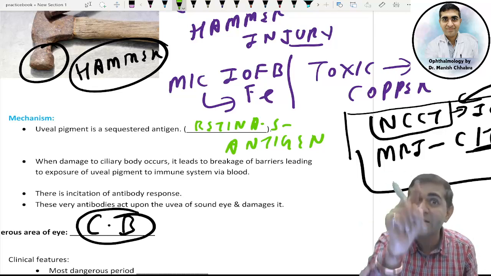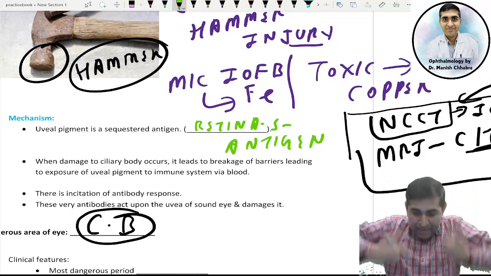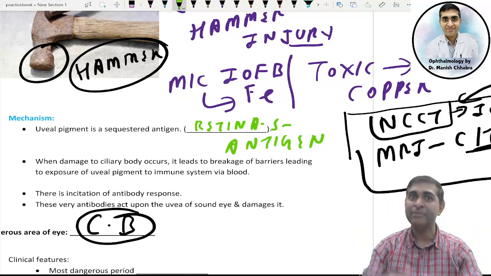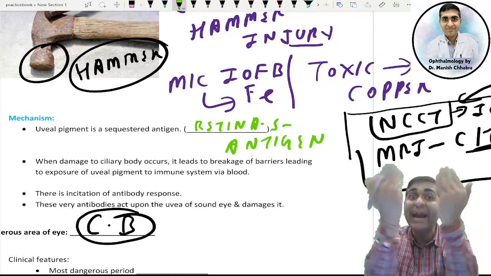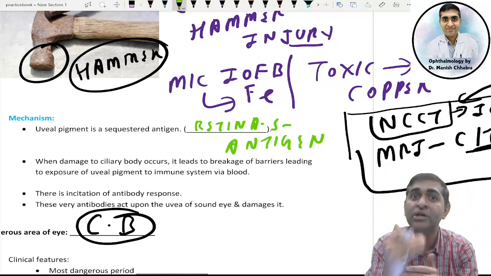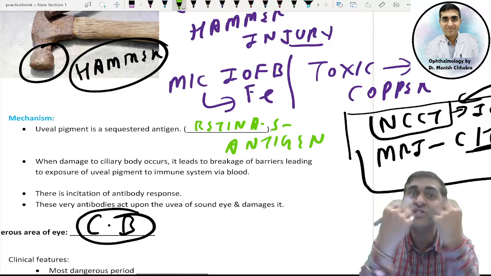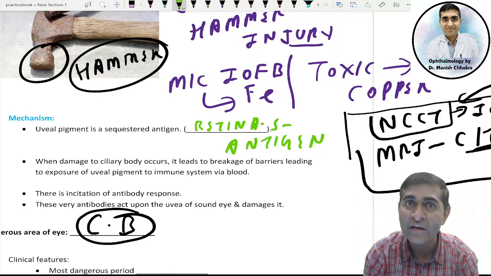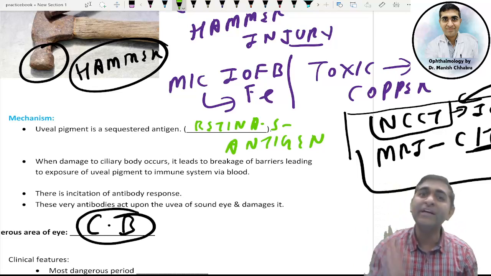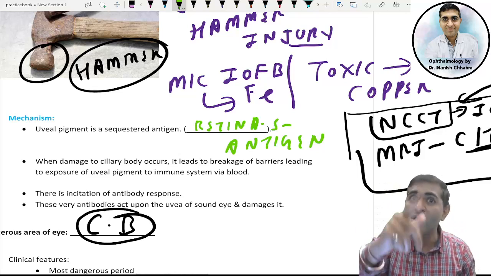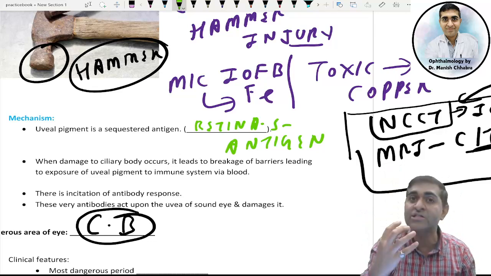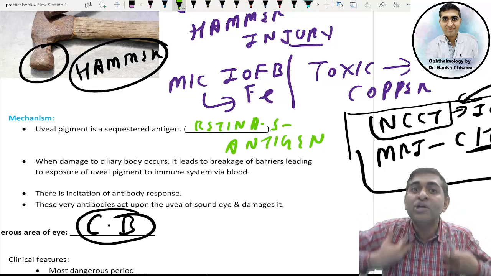But since this antigen has never been exposed to the bloodstream of the patient ever before, the body of the patient is going to take this antigen as a foreign body, and the body will start the production of antibodies against this antigen on a grand scale. Now, due to trauma in one eye, it has already got damaged, but the antibodies which are formed against the uveal antigen, retinal S antigen, which was present in this eye, will keep on circulating in the body.